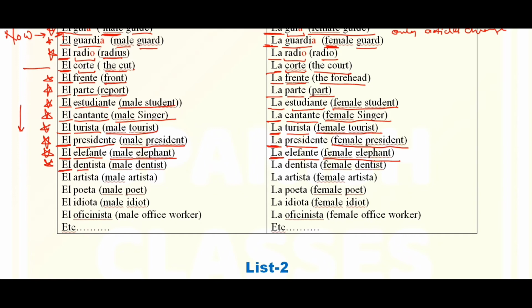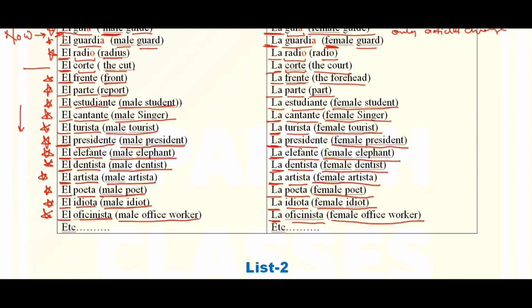Next, el dentista, male dentist. La dentista, female dentist. Next, el artista, male artist. La artista, female artist. El poeta, male poet. La poeta, female poet. One more. El idiota, male idiot. La idiota, female idiot. Last one from the list. El oficinista, male office worker. La oficinista, female office worker.